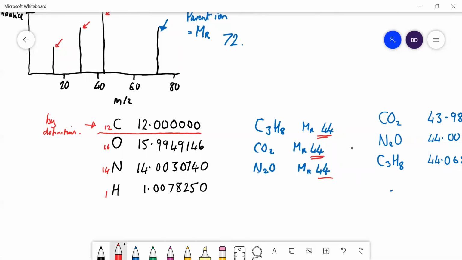If you look at hydrogen in particular, it should be exactly 1, but it's not. It's actually quite a lot heavier than 1. It's a good deal heavier than 1.